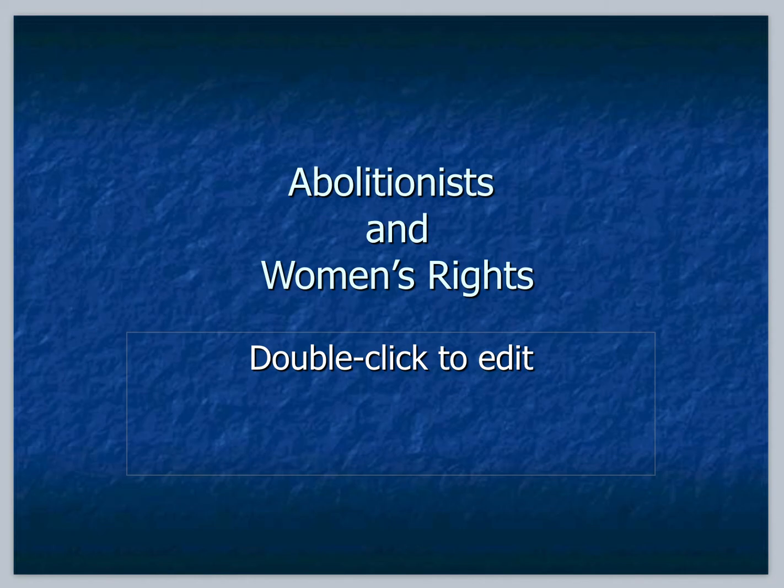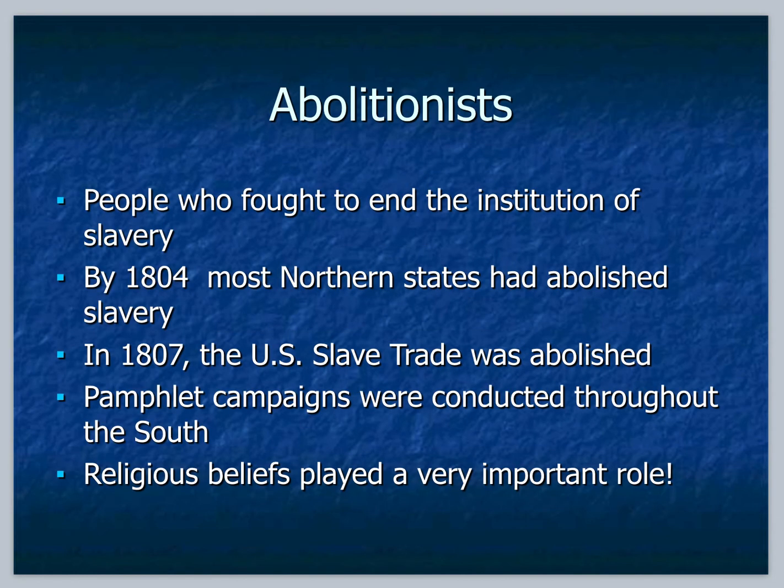We're going to talk about abolitionists and the abolitionist movement. Quick definition of an abolitionist: an abolitionist is someone who would like to abolish or get rid of slavery. By 1804 in the United States of America, most states in the North had abolished slavery. That's what an abolitionist is, someone who fights to get rid of slavery.